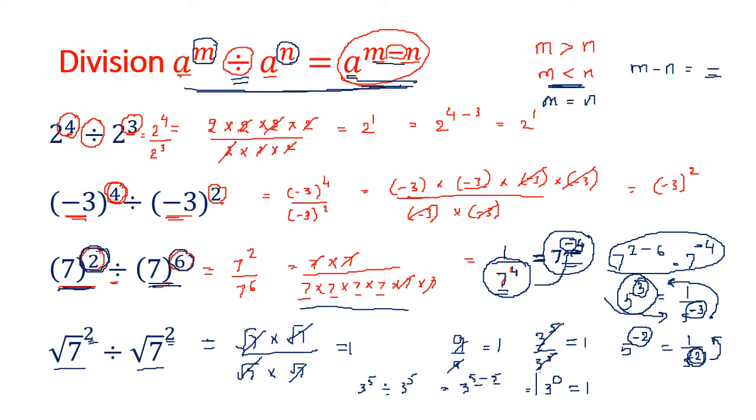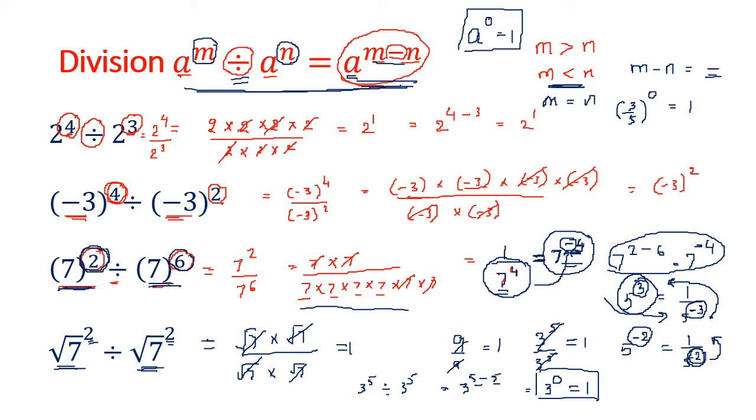So we come to a basic rule that any number a raised to the power 0 will always give us 1. This number a can be anything. It can be root 7, it can be 7 or whatever. So for example, suppose I have got 3 upon 5 raised to 0. The answer should be 1.